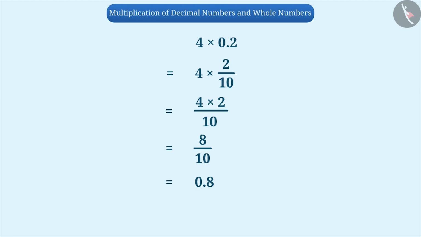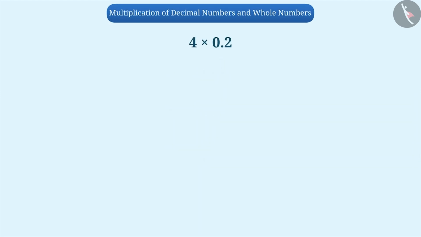There is one more interesting method to multiply decimal numbers. In this method, we will write the numbers to be multiplied one below the other. Then, we will ignore the decimal point and multiply them the same way we multiply whole numbers. After finding the answer, we will count the number of digits after the decimal point in the given numbers to be multiplied. Since 4 is a whole number, there will be no digit after the decimal point. In 0.2, there is 1 digit after the decimal point. That means there is only 1 digit after the decimal point in both the numbers.